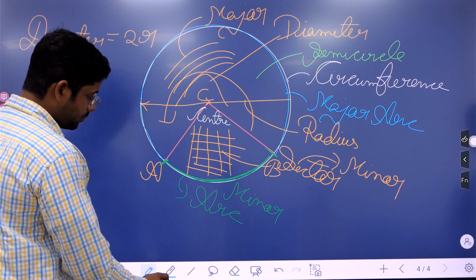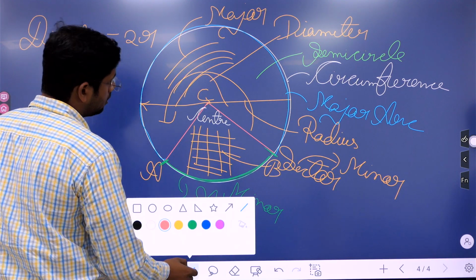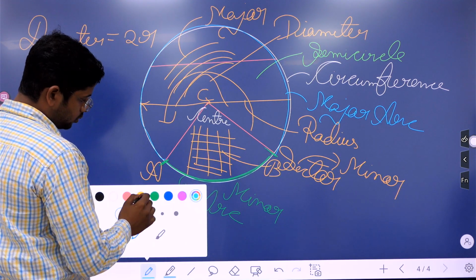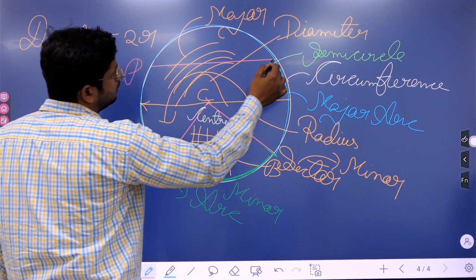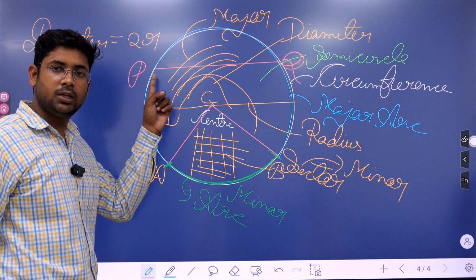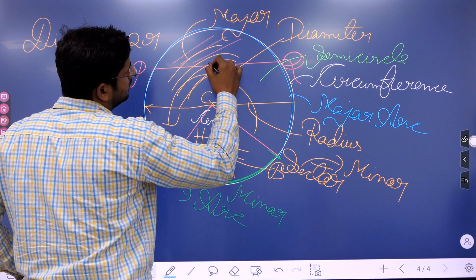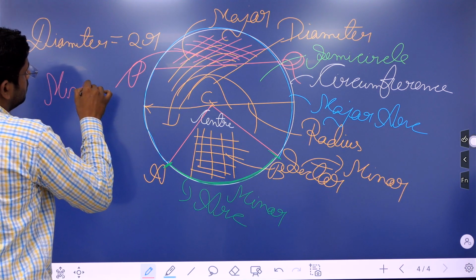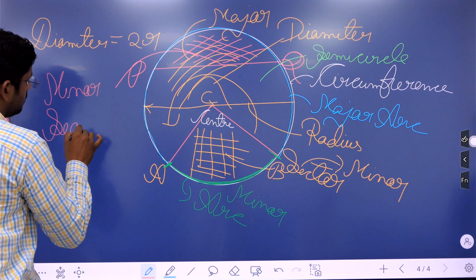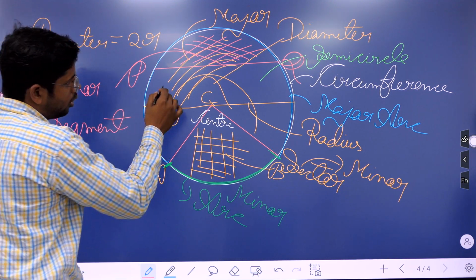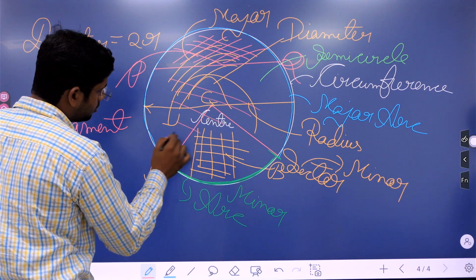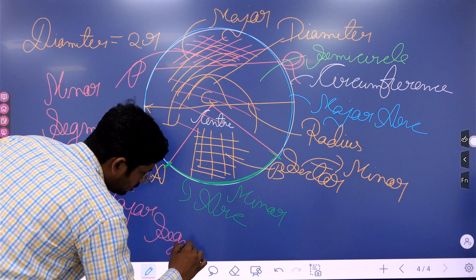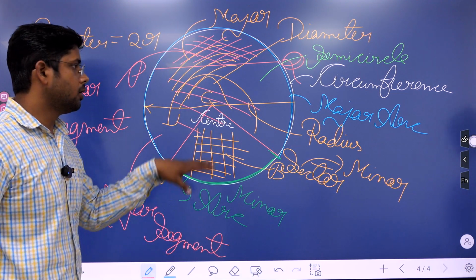Now come to the segment. What is a segment? Segment means this one. Now we put points here, P and Q. Here is P, here is Q, and this area is called a minor segment. And all the remaining area is called a major segment. Okay, everything is clear.